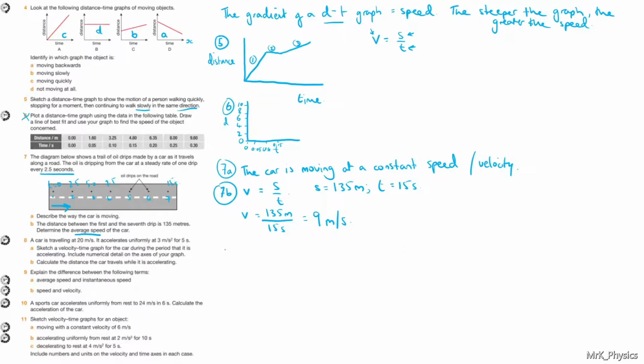Okay, so 8A, here we go, 8A. It says here a car is travelling at 20 meters per second. It accelerates uniformly at 3 meters per second squared for 5 seconds. Sketch a velocity time graph for the car during the period that it is accelerating. Include numerical detail on your axes of your graph. So this time it specifies it's not just after the shape like it was in number 5. We have got to give a little bit of information here as well.